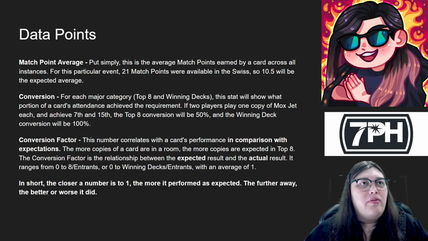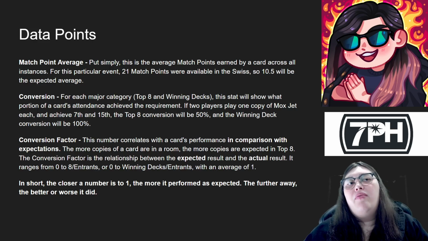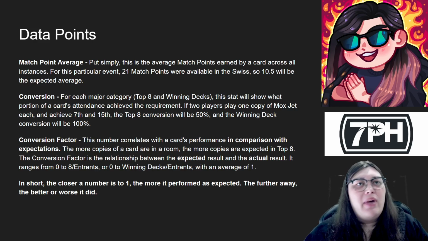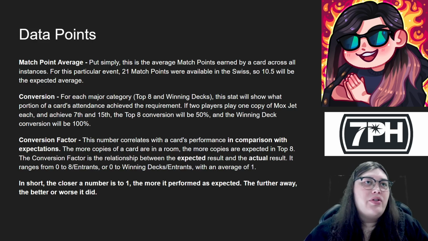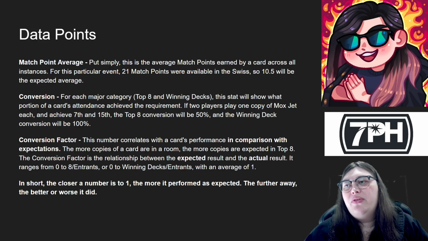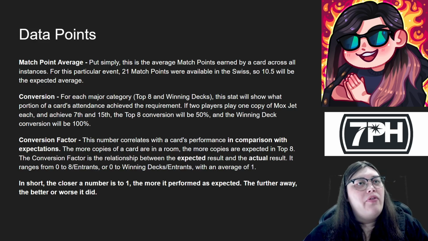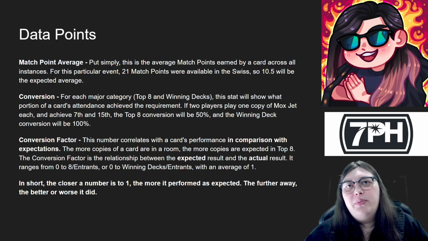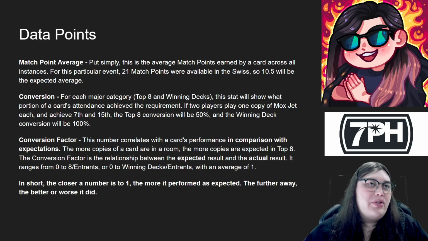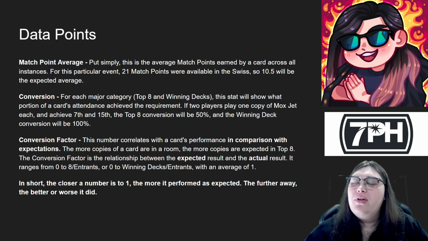To start things off, let's talk about the data points that I'm going to discuss in regards to the event. So we have match point average. This is just going to be how many match points each card earned across every player that played it. For this event, there were 7 rounds of Swiss, so there were 21 match points available, and 10.5, which is half of that, would be the expected average.